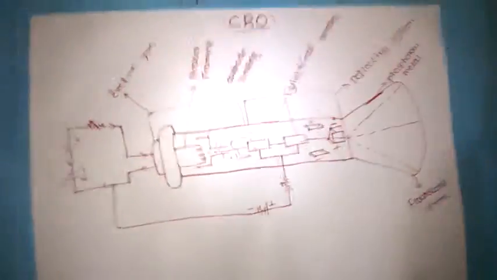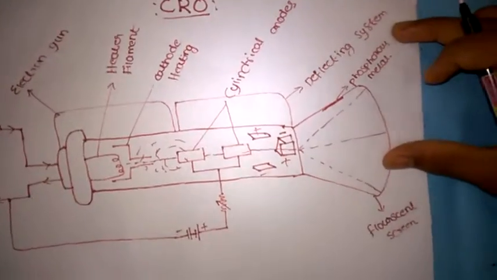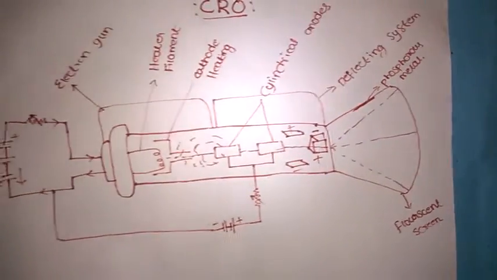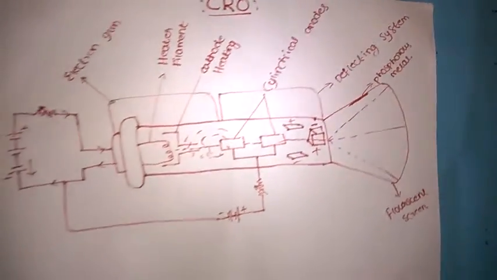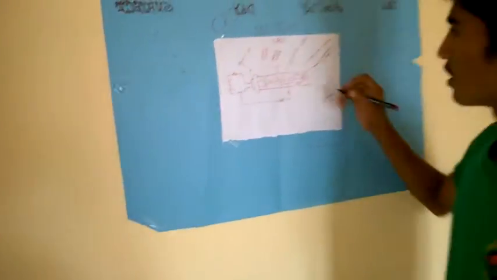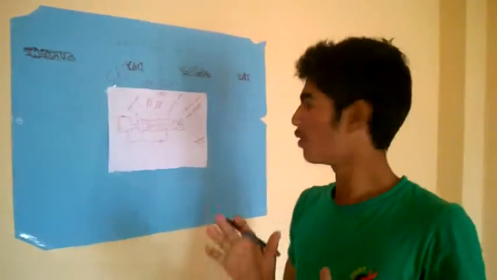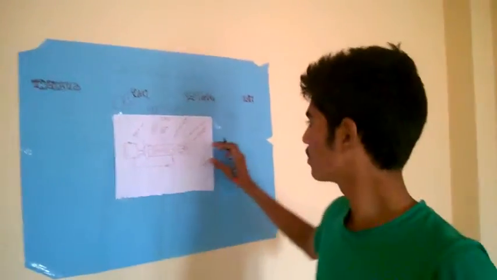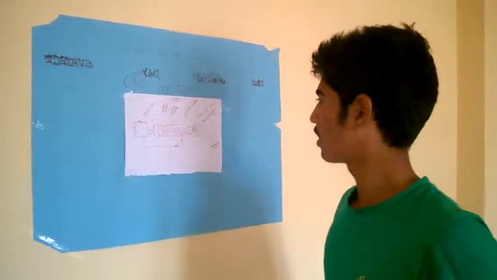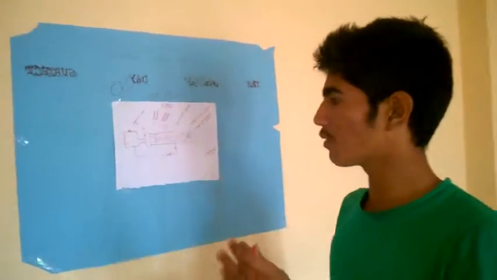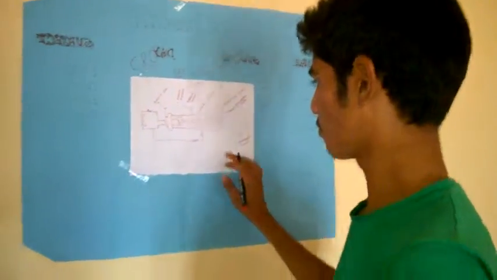Here we are usually using phosphorus metal. This phosphorus metal has the characteristic that when the electron beam strikes it, it gets illuminated. And here we are applying some certain voltage. We don't know how much voltage we are applying to this screen. And how the electron beams cover the screen, let me show you.